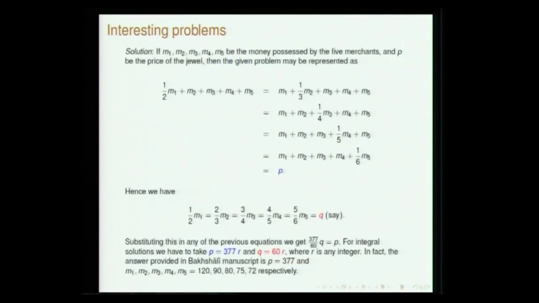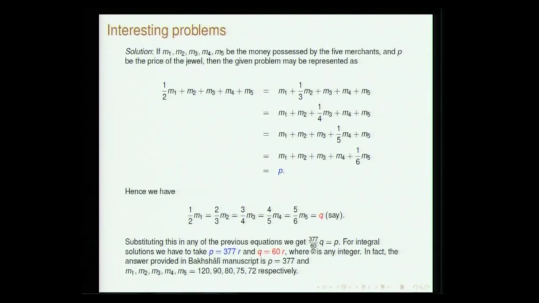And if one were to write it using modern notation, this is what it amounts to. See, half of the first merchant plus the sum of the others, this should be equal to the price of the jewel. So 1/3 the money of the second merchant plus the sum of the others, 1/4 the money of the third person plus, and so on. So this should be, let us say, equal to p. So this translates to this. Let us say that this is equal to something, q. So then what one gets is basically an equation of this form.